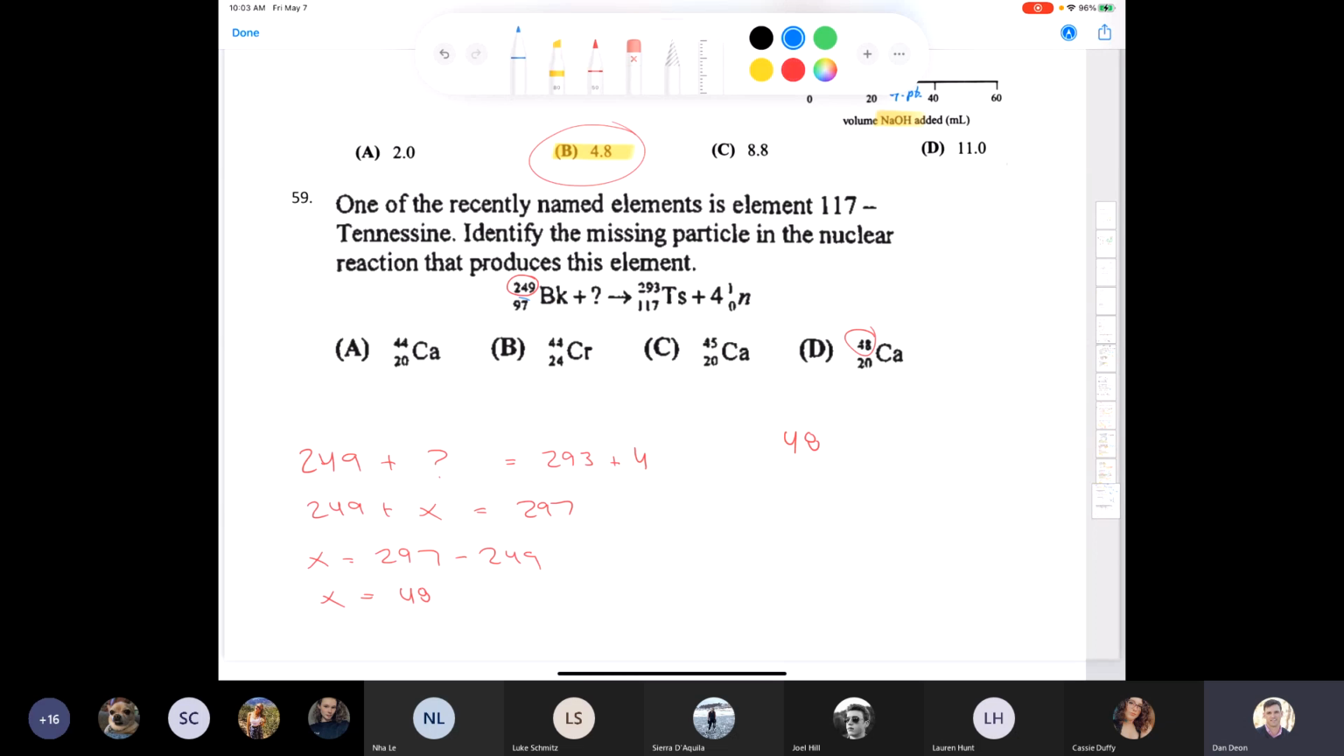I see that the atomic numbers have to tally up. So I have 97 plus x plus something is equal to 117. So x is equal to 20. So we have 20. You go over to the periodic table. You look up element number 20. What is it? Calcium. And there you go. Calcium 40.